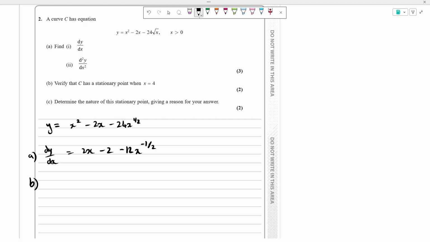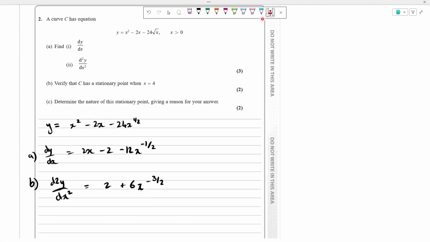Part B, we're just differentiating this again, so d2y over dx squared is going to give us 2, because 2x differentiates to 2. The constant will just differentiate to nothing. We're going to again differentiate the following: minus 12 times minus a half will give you positive 6, and then we subtract 1 from the power, which gives you minus 3 over 2.